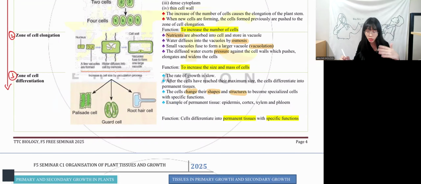We have examples. It's not just 3, guys. You can write palisade mesophyll cell, spongy mesophyll cell, root hair cell, guard cell. You can write xylem, phloem. If you have to write an example, I would suggest you write xylem and phloem, because xylem and phloem is the easiest one for you to explain your answer. I'm not saying that the rest are harder, but xylem and phloem is the easiest one.